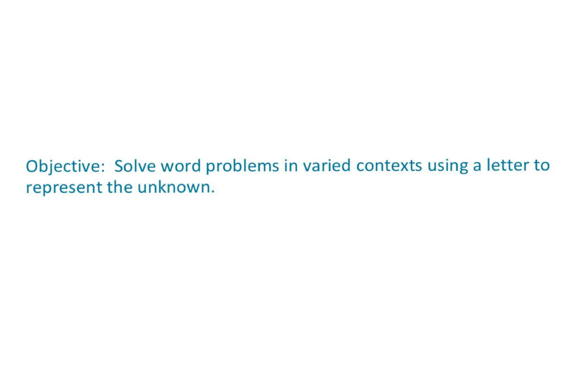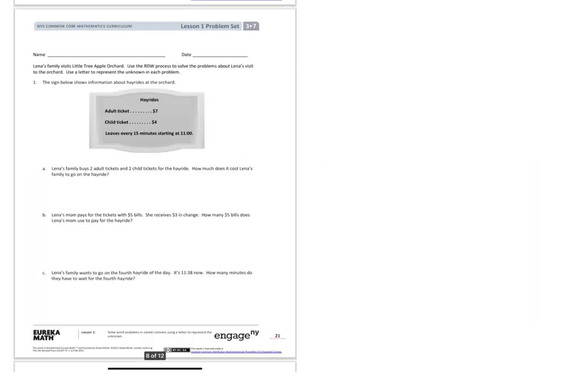So these next few slides, we will be working on different problems to help us understand how to do that properly. This next problem is in 3 parts. The question is, Lana's family visits Little Tree Apple Orchard. Use a RDW process to solve the problem about Lana's visit to the orchard. Use a letter to represent the unknown in each problem.